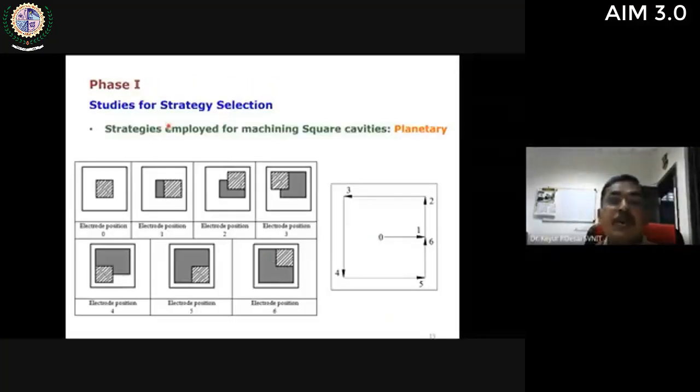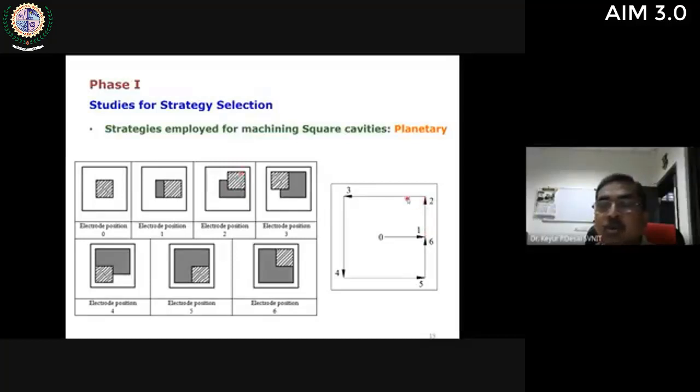In case of phase 1, wherein the strategy selection was to be studied, this was the tool and we wanted to have a larger cavity generated with the tool. Now to generate a larger cavity, I can move the tool in this manner, shown from 0 to 1, and then the tool is moved up to 2.